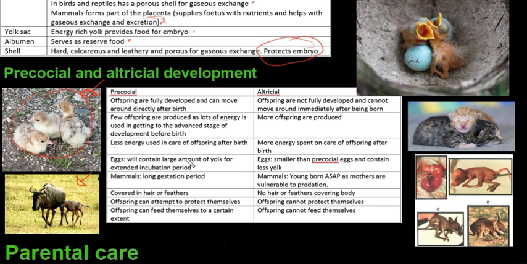Then the eggs will contain a large amount of yolk for an extended incubation period, specifically in birds as well. Mammals will have a longer gestation period, so gestation is the time that the offspring is carried within the mother developing, and then they will also be covered with hair or feathers when they are born. And the offspring can attempt to protect themselves, and they can feed themselves to a certain extent. So you'll see that, so this is a young wildebeest.